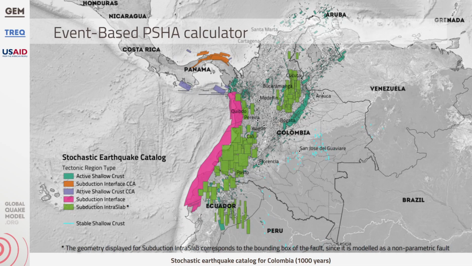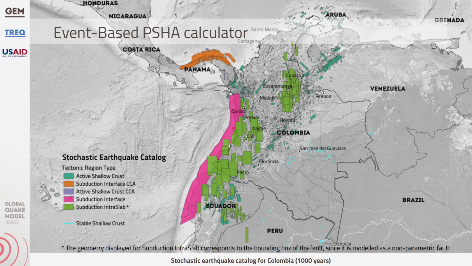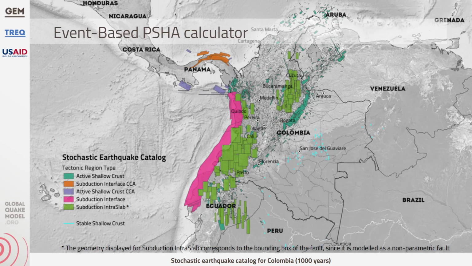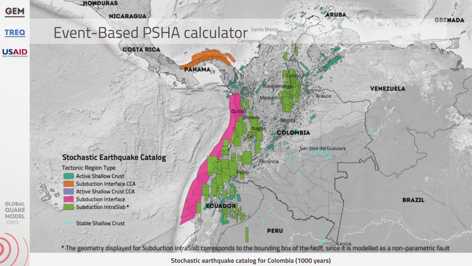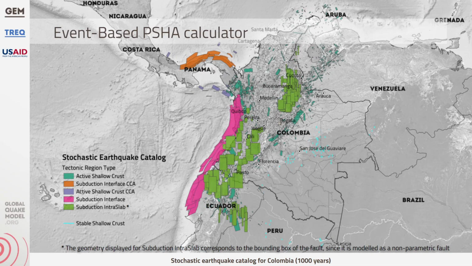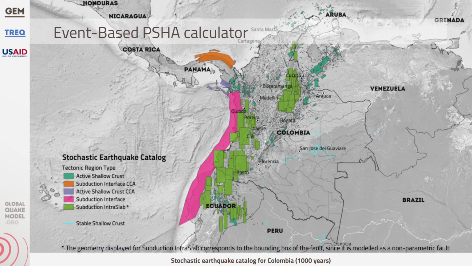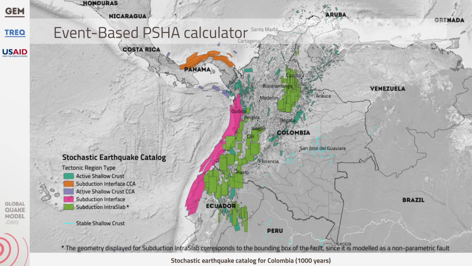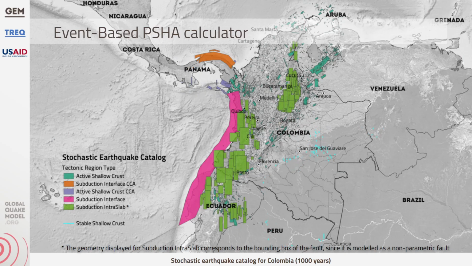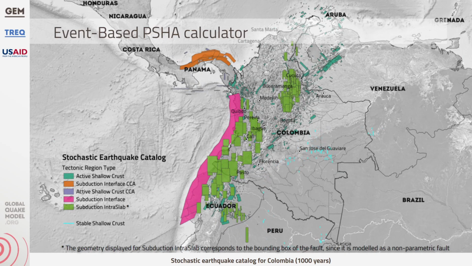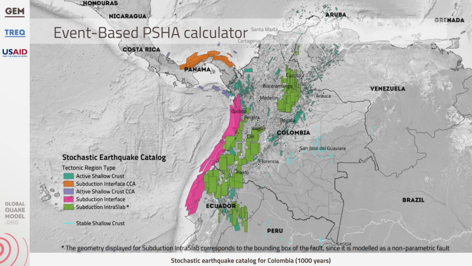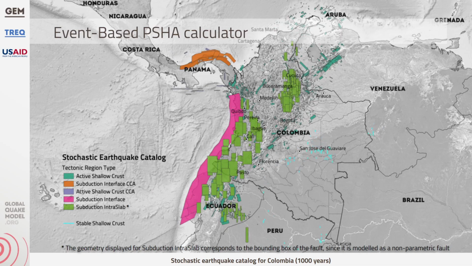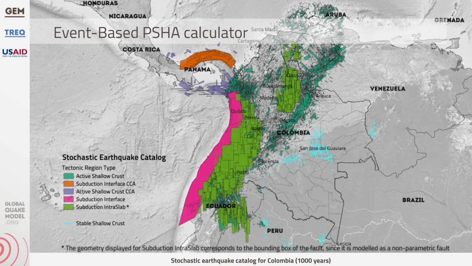So using all of this information that is available to us through the hazard model, the OpenQuake event-based PSHA calculator simulates the seismicity of a region for a given investigation time. That means that for each seismic source found in the source model, OpenQuake samples the ruptures that can be generated within this specified time interval. And so here's an example of the stochastic earthquake catalog for Colombia that is generated with this approach.